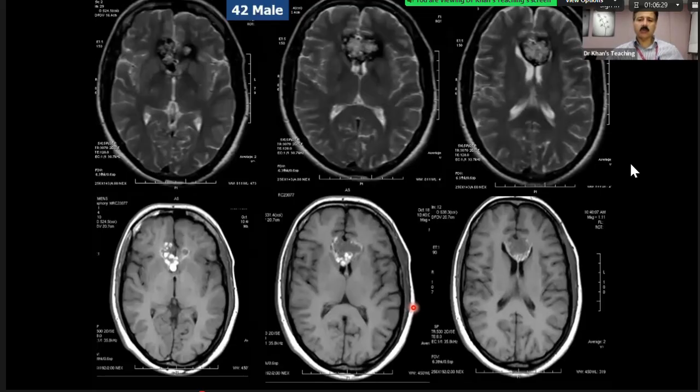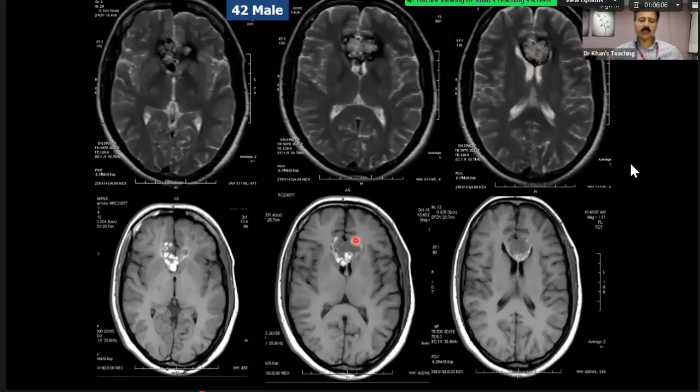Cavernomas have got various kinds of appearances. Cavernomas can occur in this location, which is the genu of the corpus callosum. It is going from one hemisphere to another. Key finding is this hemosiderin rim. If you see this, there is a T2 weighted low signal rim, which is chronic hemorrhage.